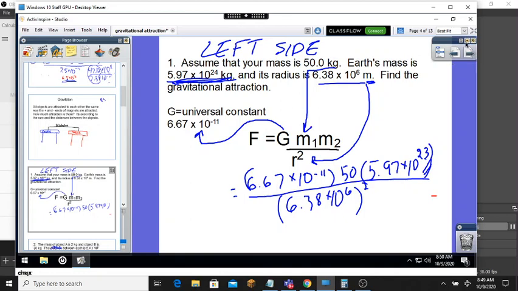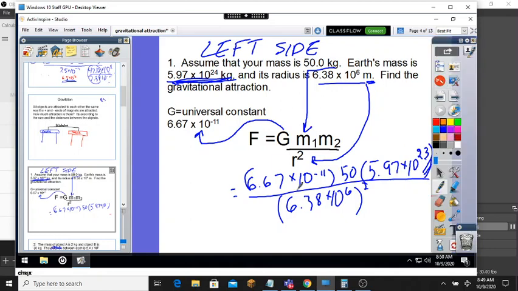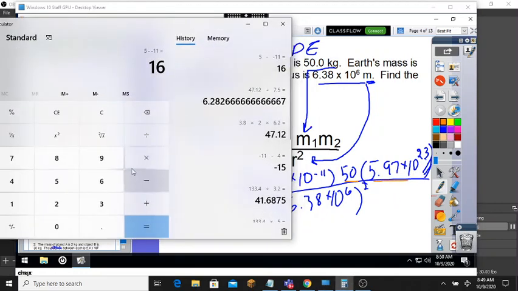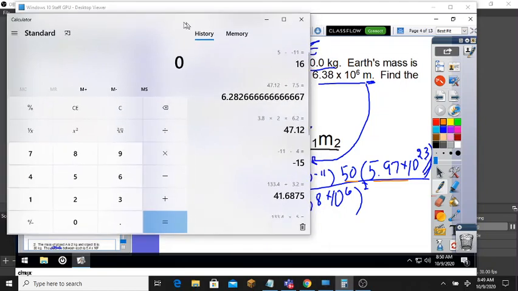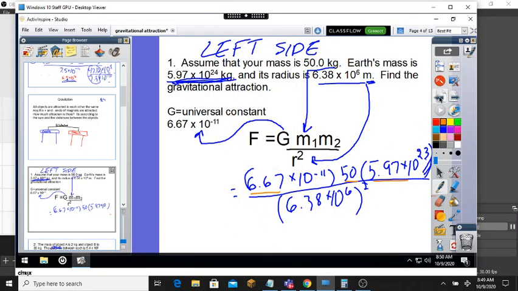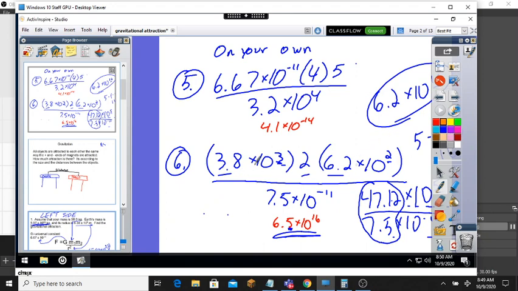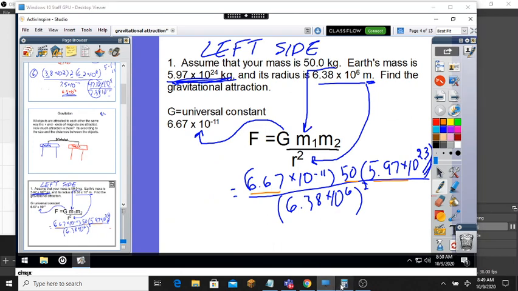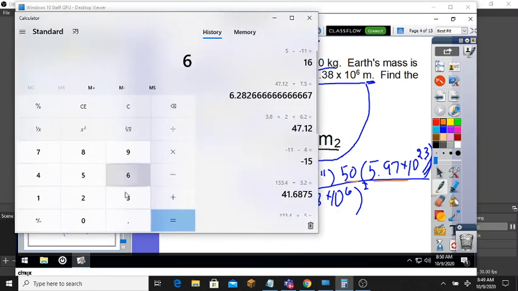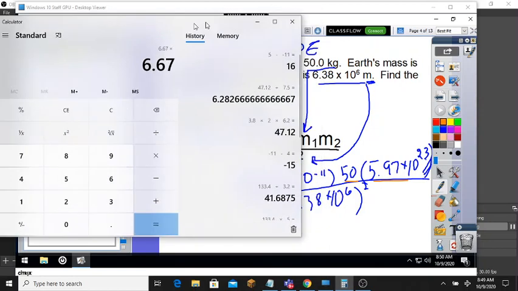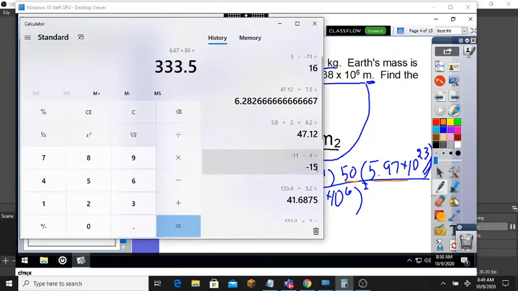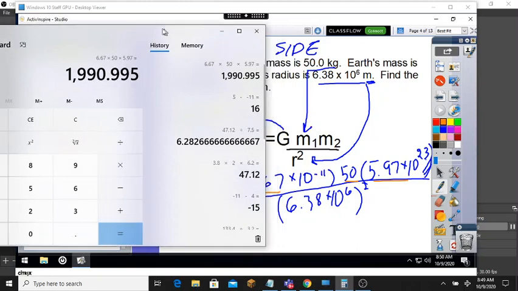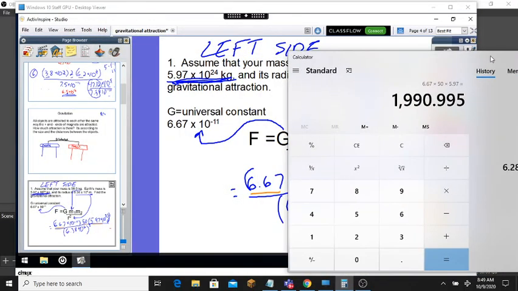Okay, so now we are going to multiply the numbers. 6.67 times 50 times 5.97. Just like we did earlier, okay? Don't let the formula throw you off. We just did something like this. Let me show you, I'll prove it to you. So 6.67 times 50 times 5.97, and I get a very large number, right? 1990. I'll just say 1990.